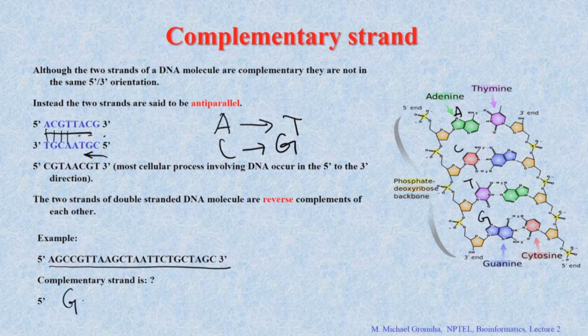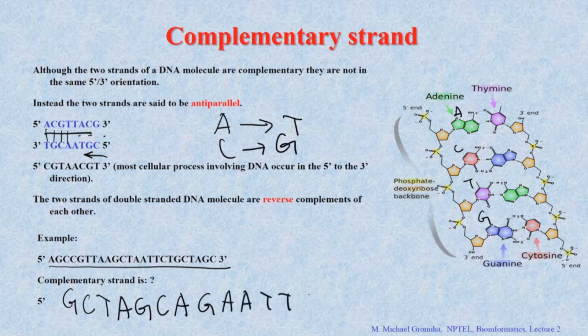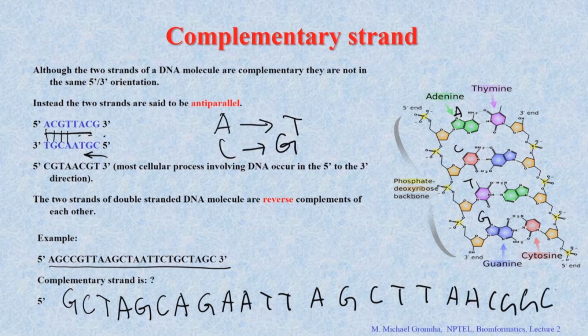G, C, T, A, G, C, A, G, A, T, T, A, G, C, T, T, A, C, G, G, C, T, right. So, we have to get the pair and the reverse direction. So, this is the complementary strand.